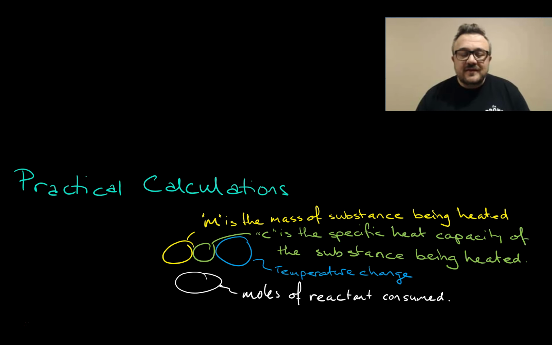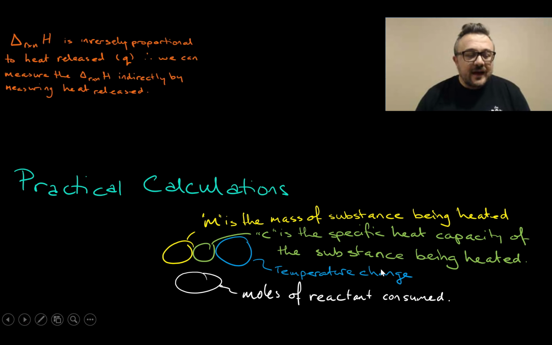All right, so let's look at our practical calculations. So our delta H of reaction is inversely proportional to the heat released, which is Q. There's another video for that one. Basically, what this means is we can actually measure the enthalpy of reaction indirectly by measuring the heat it releases. So we can measure the heat, and we can use that to work out the enthalpy.